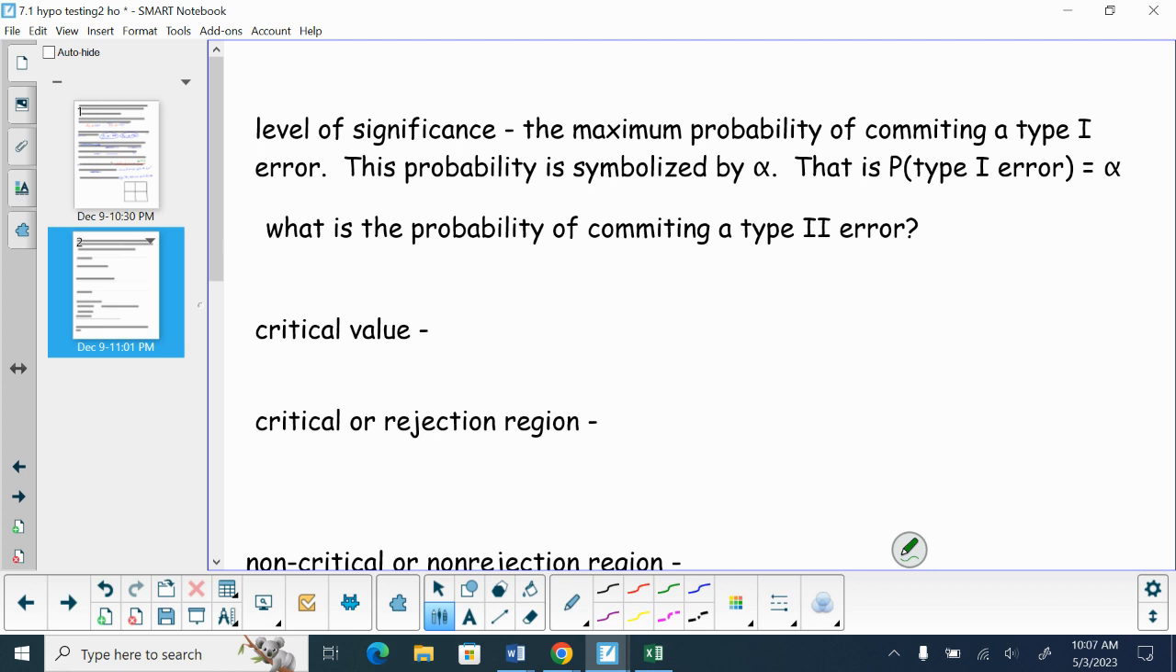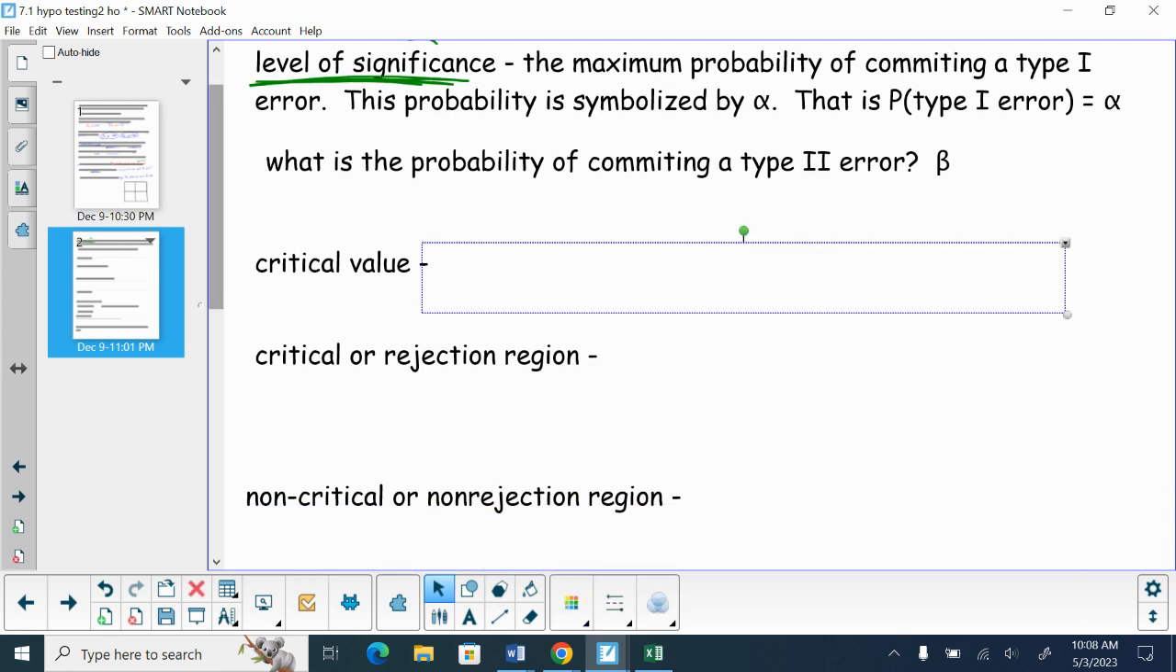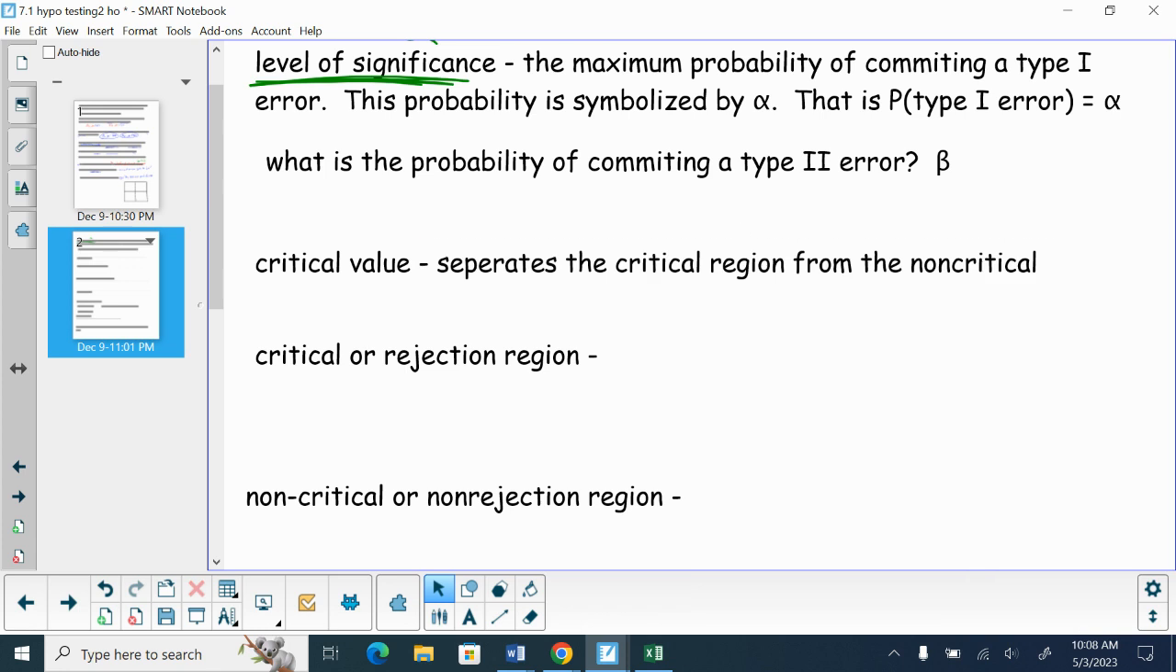And what will be given to you in a problem is this level of significance. Sometimes they'll give an alpha value, or they'll just give you a level of significance. And when it says a level of significance, that's an alpha value. And once again, you have a beta value, which will not be used. We won't go into type 2 errors. Type 2 errors go into stats 2. One more Greek letter.